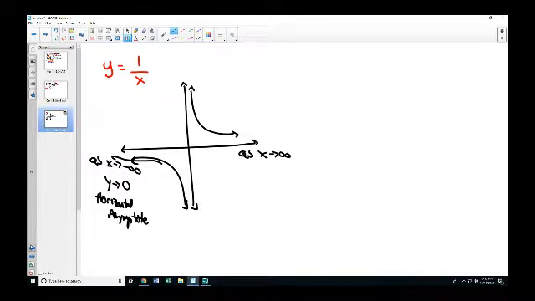Okay, so if you have a horizontal asymptote, remember that's something that this function will never cross. That's your y value that we're approaching. What about the right side? X is approaching infinity. What's y going to? Yeah, 0, because it is a horizontal asymptote.